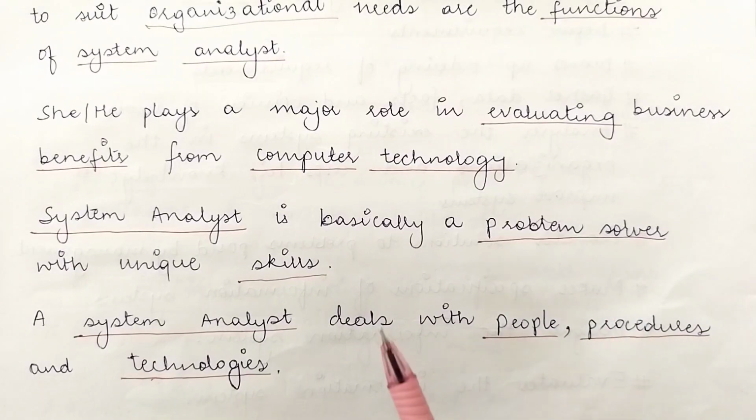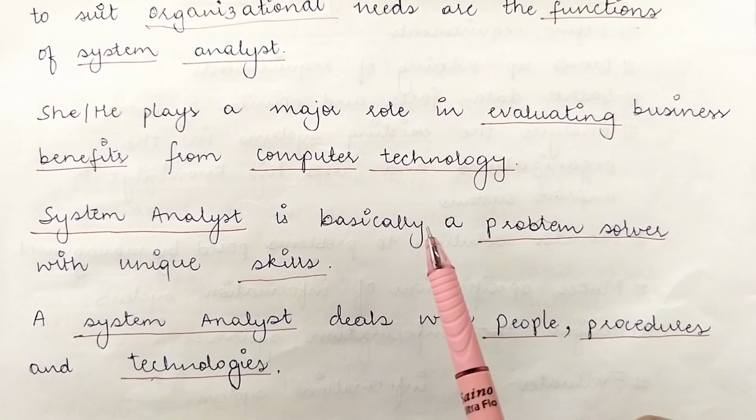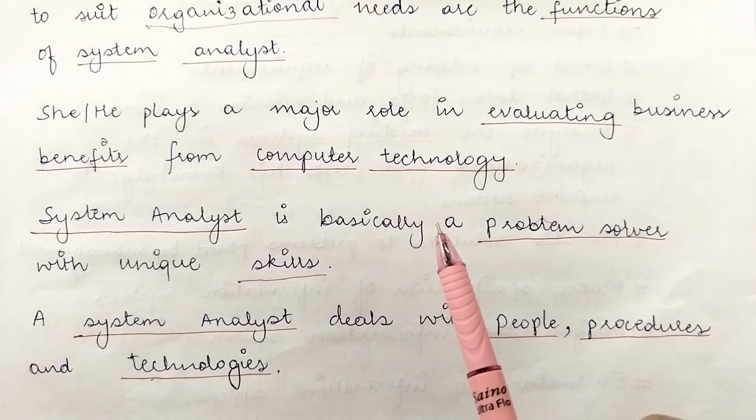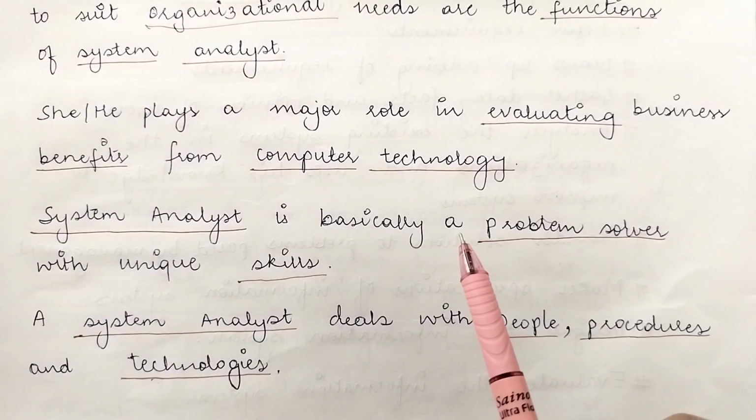So basically, you can say that the system analyst is a problem solver with unique skills. The system analyst is the person who is solving the problems of the client with unique skills. He is basically trying to identify what the problems are, because obviously the client is also not well aware of all the problems or all the requirements that he wants. The client may know that this is the problem, I need a new system. Now, whether those problems are justified or not, analyzing that is the task of the system analyst.